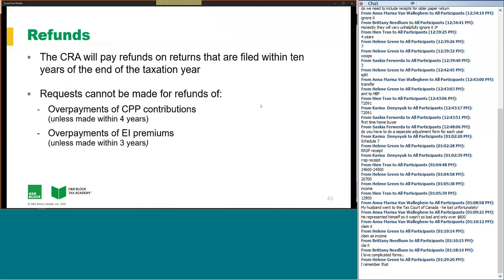All right, refunds. If you owe money, you can get a refund for 10 years back, but you cannot make refunds for overpayments of CPP more than 4 years or EI more than 3 years. Okay.